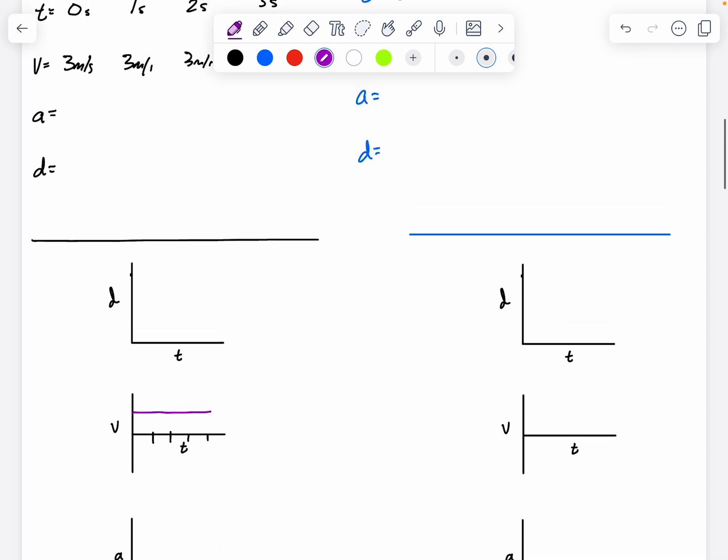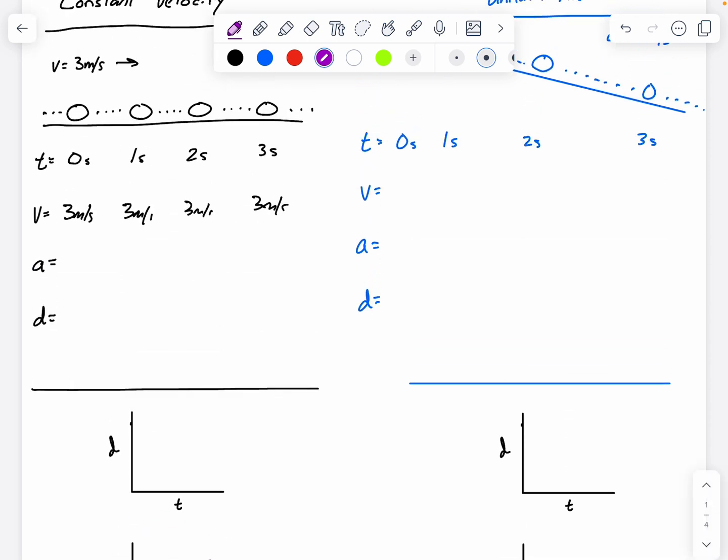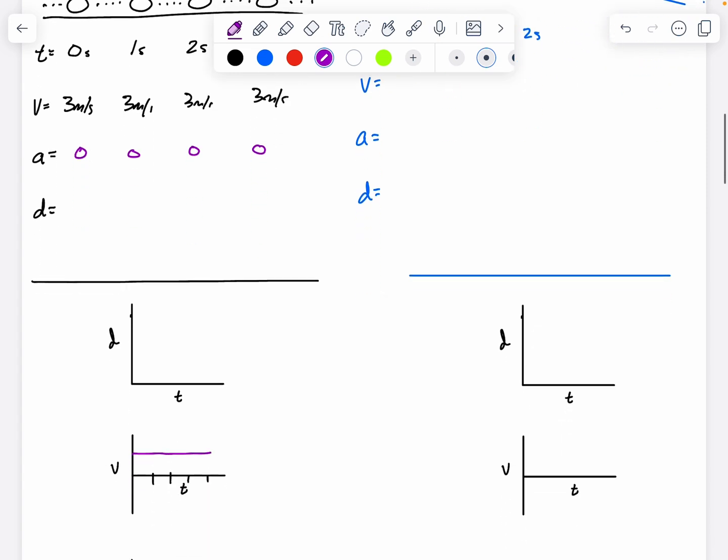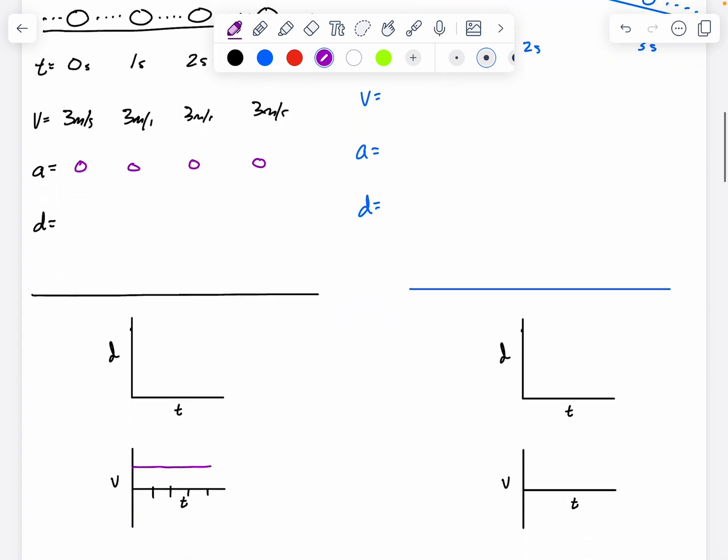Okay, now I know that kind of makes sense, but we're going to compare that to when there is an acceleration in just a minute. All right, so then I can just put zeros for my acceleration along all of these times because there is none, no acceleration. All right, well, how are we going to figure out how far it travels and what would a distance graph look like?